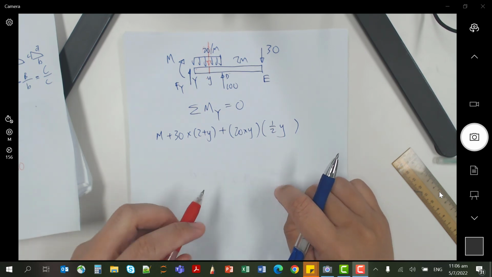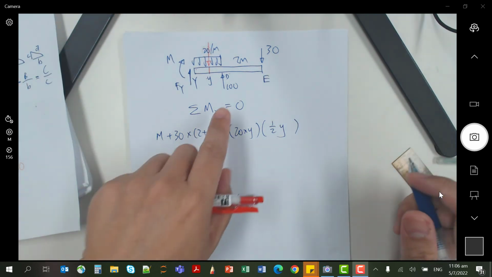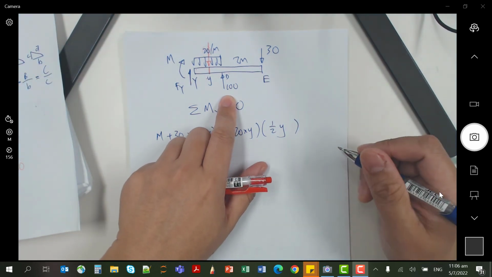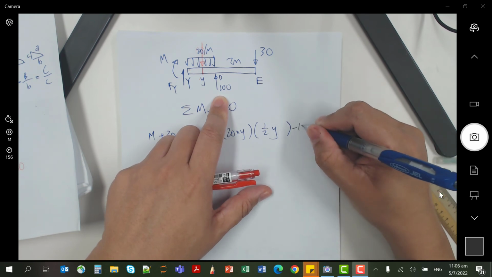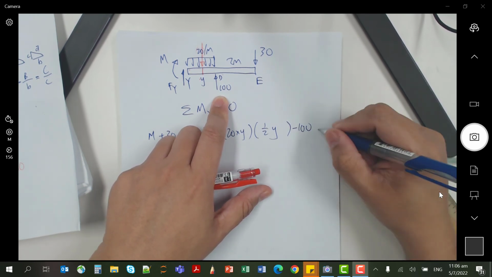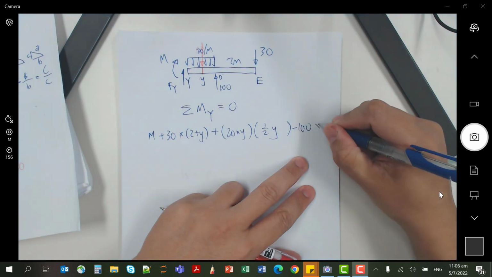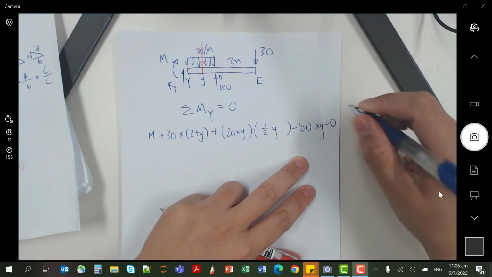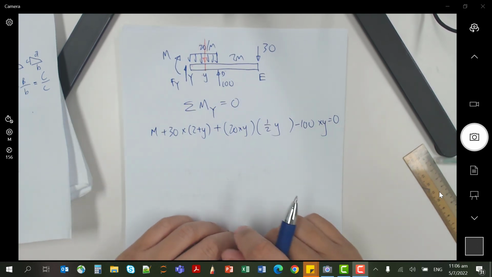So 1, 2, 3. And then finally, the anti-clockwise will be negative. So minus 100. What is the moment arm? Y. Times y equals to 0. This is your equation.